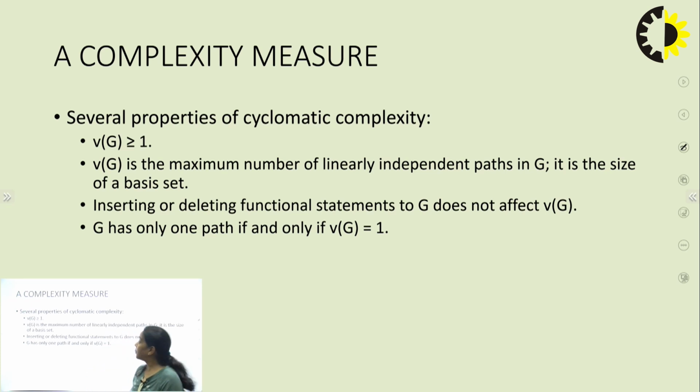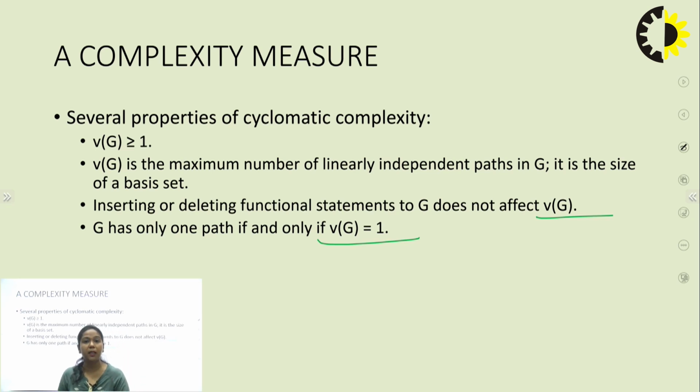Now, several properties of the cyclomatic complexity: V(G) must be greater than or equal to 1, and V(G) is the maximum number of linearly independent paths in G. It is the size of the basis set. This is a condition within the cyclomatic complexity. Inserting or deleting functional statements to G does not affect V(G). And G has only one path if and only if there is only one node in the graph. If there is one node in a graph, that means there is only one path in the graph. That is represented by the cyclomatic complexity.